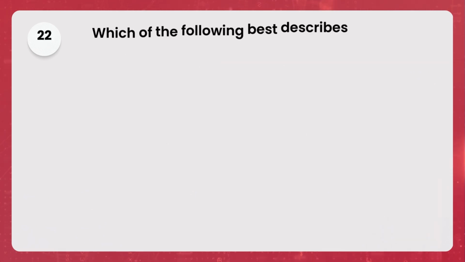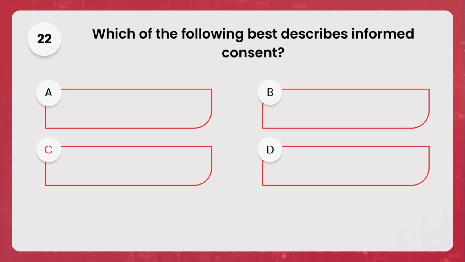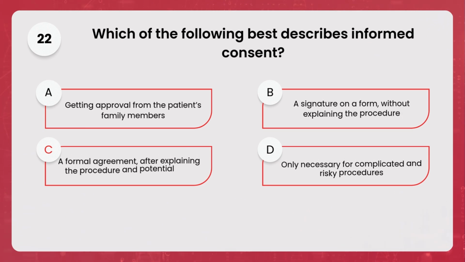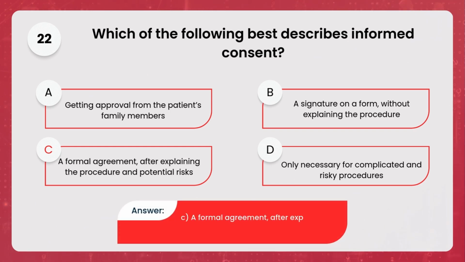Number 22. Which of the following best describes informed consent? A. Getting approval from the patient's family members. B. A signature on a form without explaining the procedure. C. A formal agreement after explaining the procedures and potential risks. D. Only necessary for complicated and risky procedures. The answer is C. A formal agreement after explaining the procedure and potential risks.